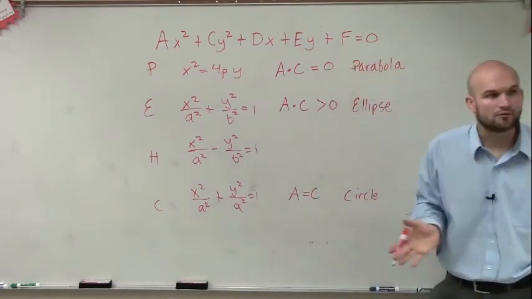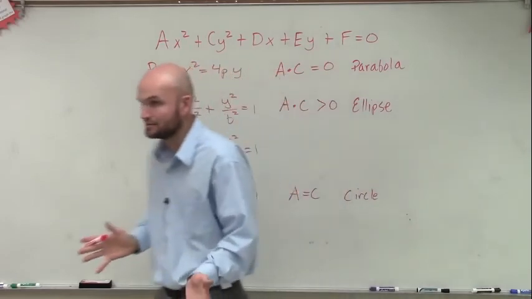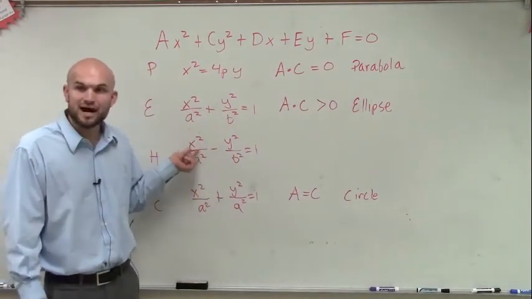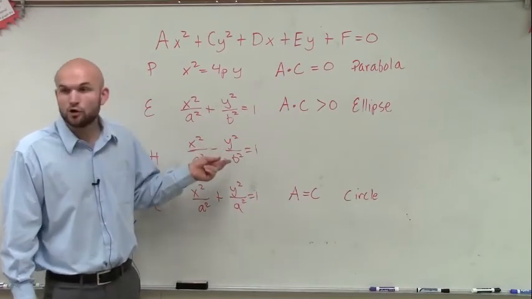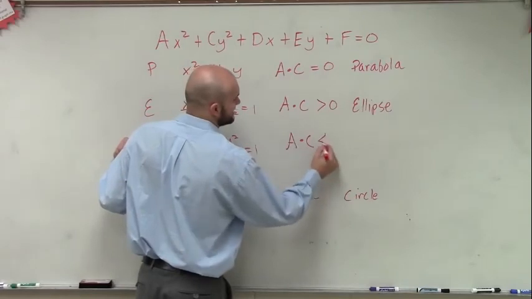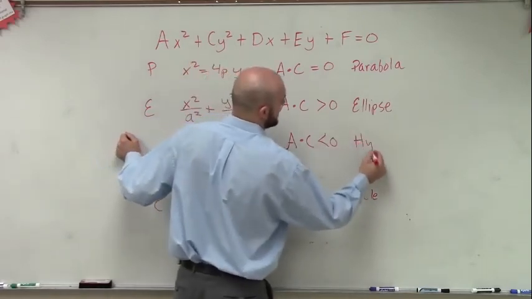Now, remember, hyperbolas involve subtracting. It's the same thing, but now you subtract. So what you really have is a positive coefficient times a negative coefficient. That means if a times c is less than 0, then you have a hyperbola.